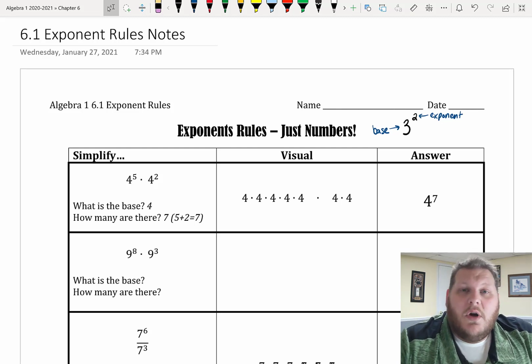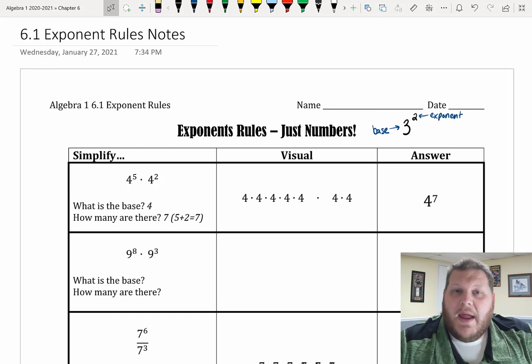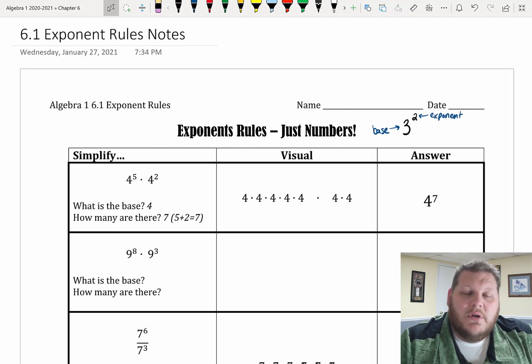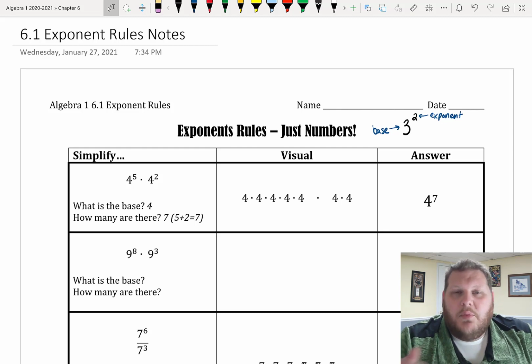So exponentials deal with exponents. For 6.1, for this first set of notes, we're going back to some basics and just looking at exponent rules. A lot of this stuff you should already know, that you covered in middle school. So this should be more of a refresher, just to make sure we remember how those exponent rules work, and then we can start applying those as we get into later sections.